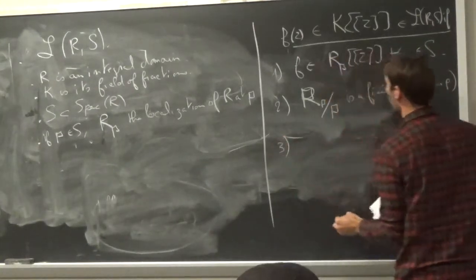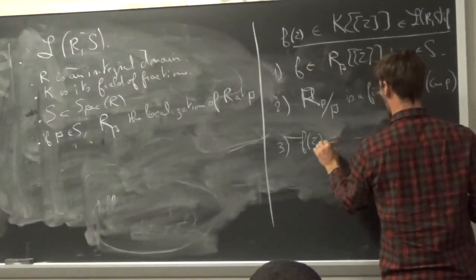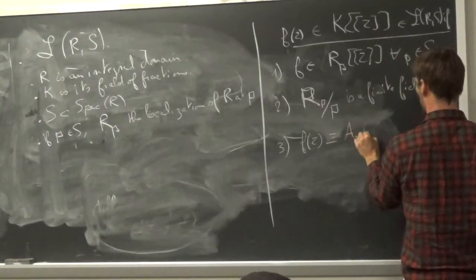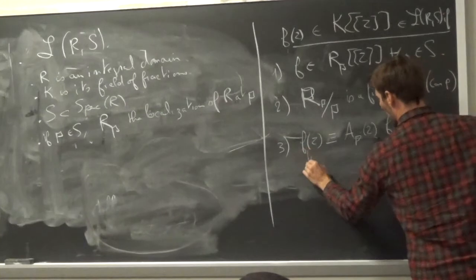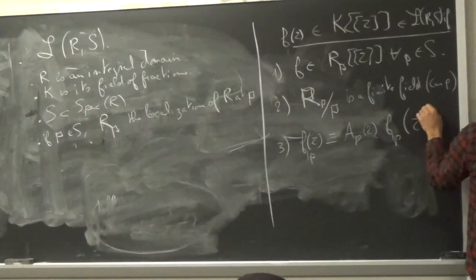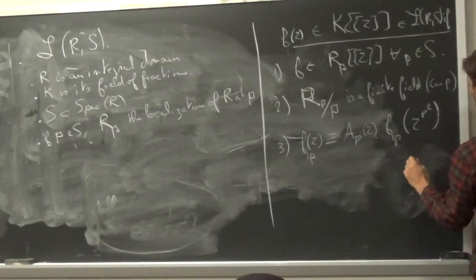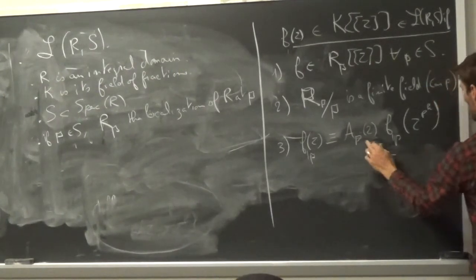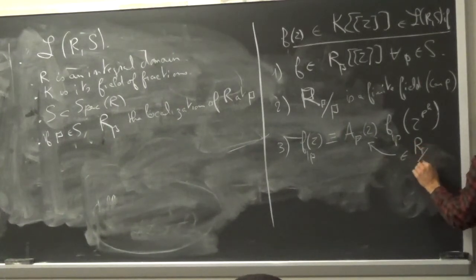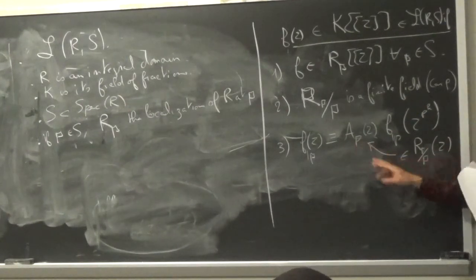And then we want that f(z) is congruent, if I reduce mod P, to some A_P(z^(p^k)), and this belongs to the residue field, our finite field. It's a rational function.